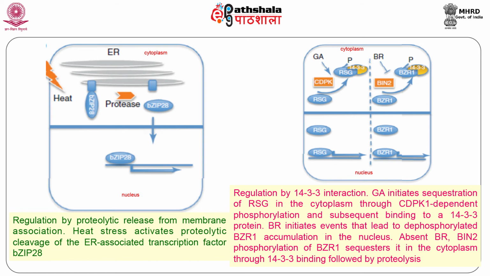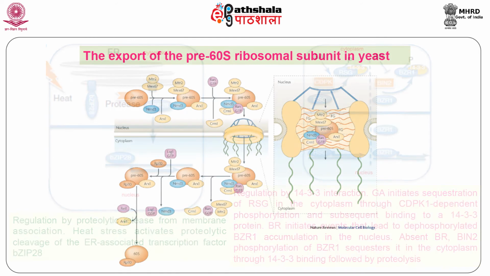Similar mechanism is observed in brassinosteroid signaling. Phosphorylation of transcription factor BZR1 promotes binding to 14-3-3 protein, causing cytoplasmic retention and or nuclear transport.